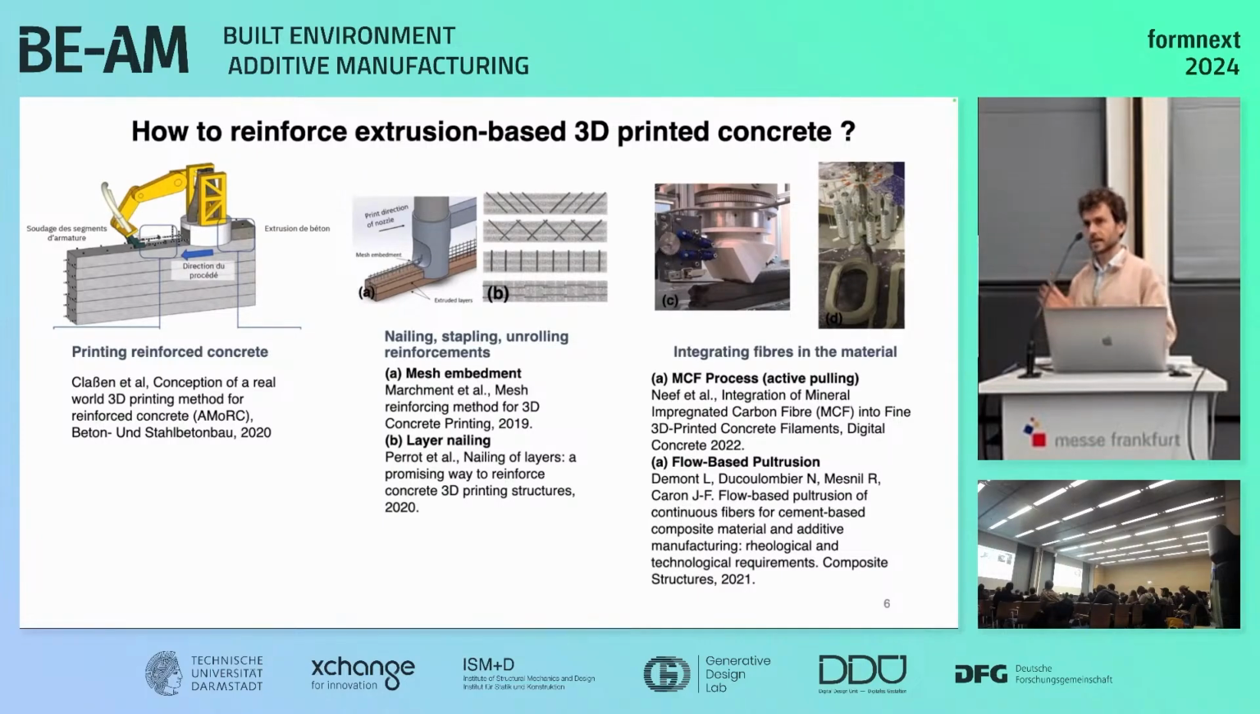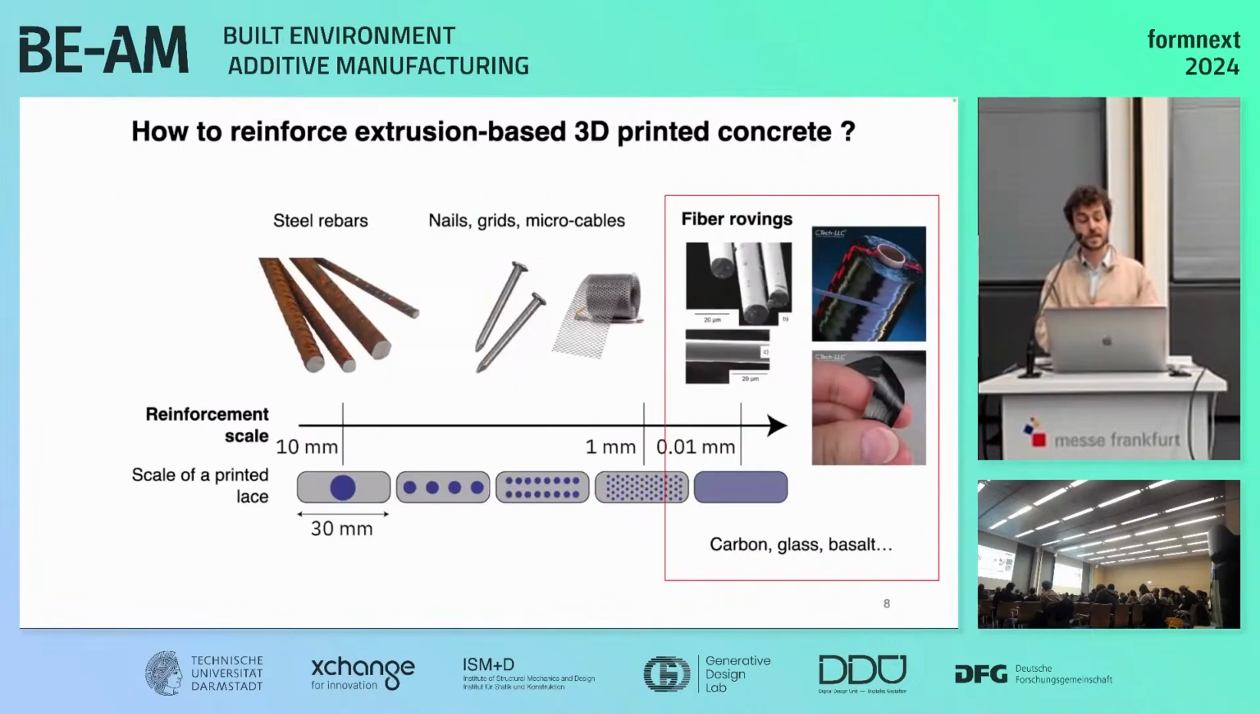So again, a proposal from TU Dresden that you see, the MCF process, which actively pulls long fibers, and our proposal that we call flow-based pultrusion. This involves very small reinforcement with very thin unidirectional strands of multiple small fibers that are embedded into the printed laces, and that allows us to have a composite material.